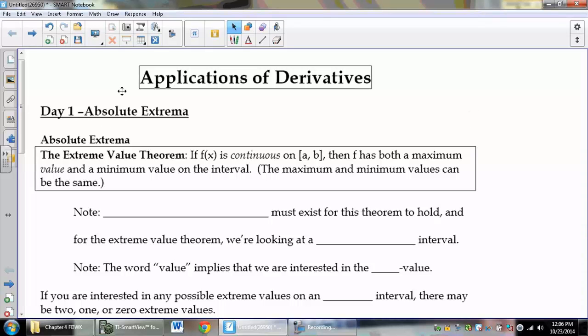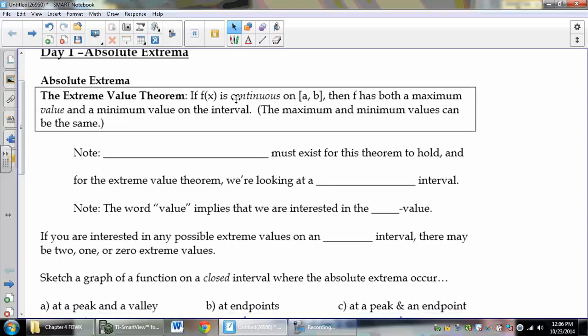All right, today we're going to talk about absolute extrema as it relates to applications of derivatives. This is one of the most important applications that you're going to see, because absolute extrema refers to the absolute highest y value of a function and the absolute lowest y value of a function. Those values are actually guaranteed by something called the extreme value theorem.